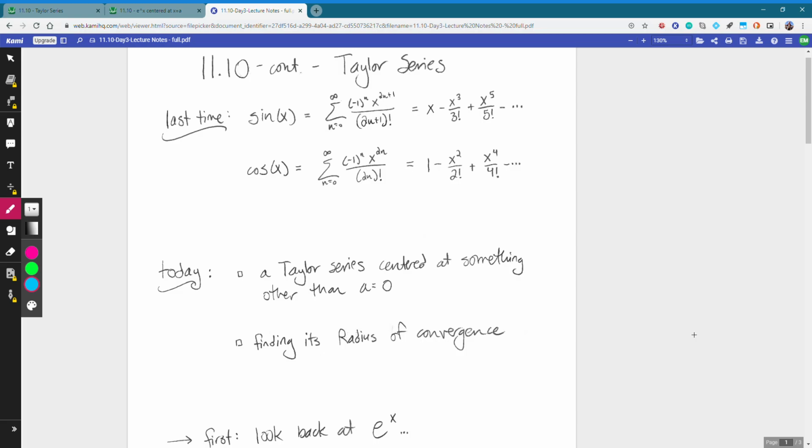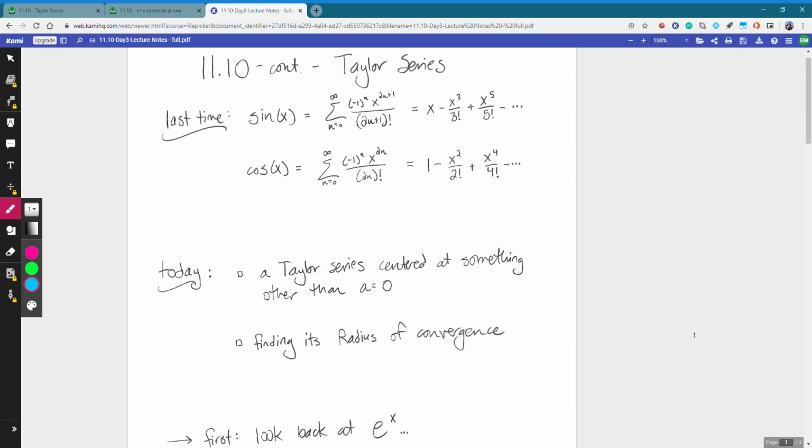Last time, we got to think about sine of x and cosine of x, and we used the definition of Taylor series to compute those. We just cranked out a bunch of derivatives and then found the pattern and used that to write up these nice standard forms for these power series. And over here on the right, we have our expanded forms written out.